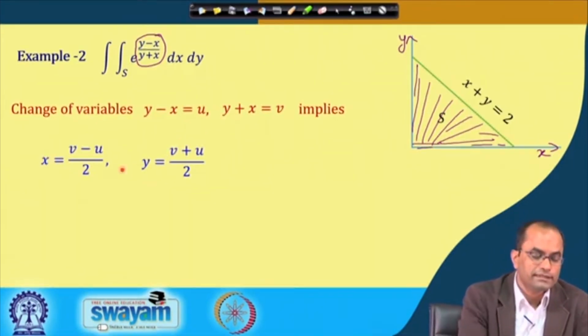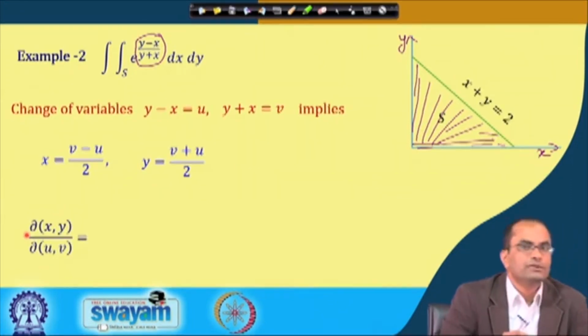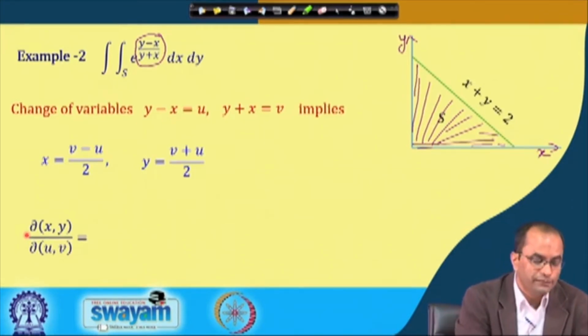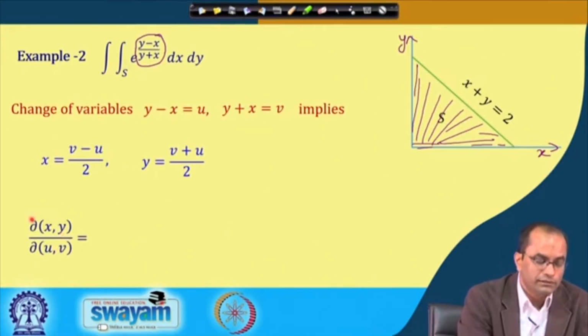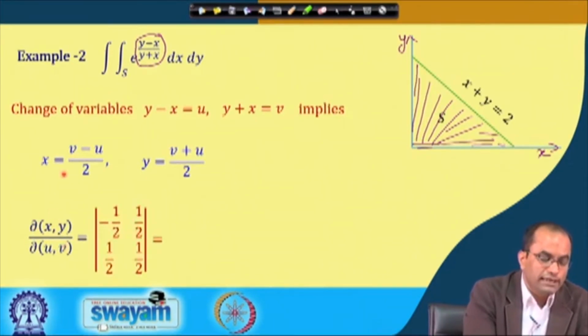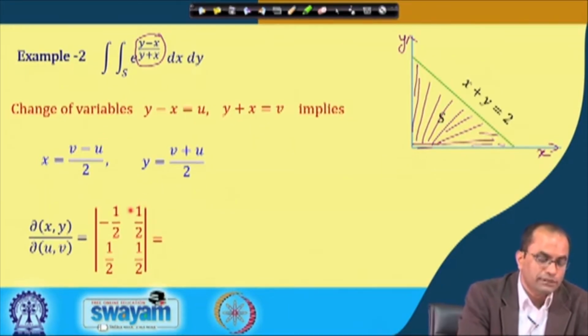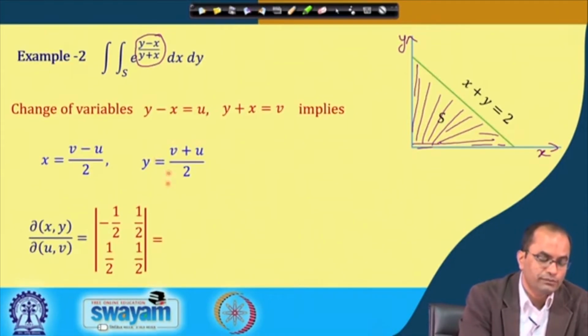So, we have x and y in terms of u and v from the relations, and we can get the Jacobian term because that is needed for the transformation in the new variable in the new integral. So, here the del x over del u and del x over del v we have to compute. So, this del x over del u is minus half, which is coming here, and del x over del v will be half, the second term. Then with respect to u for y, so del y over del u will be half and del y over del v will be also half.